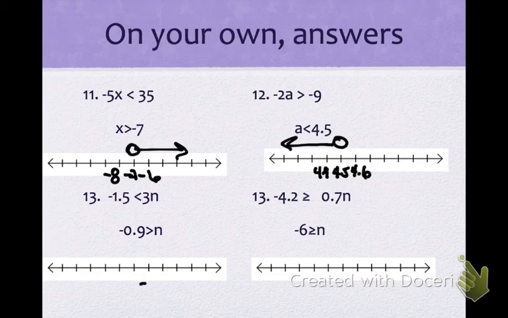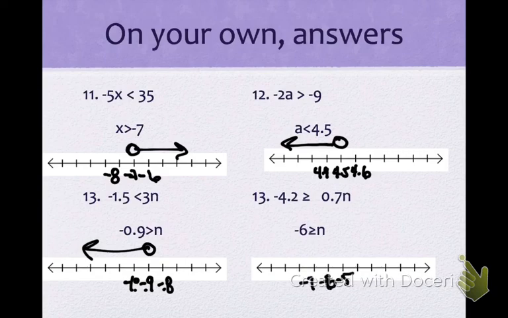Here I have -0.9, -0.8, -1.0. Open circle above my -0.9. I want n to be a number less than that. Last one, I have -6, -5, -7. Closed circle over the -6, and I want n to be a value less than that.